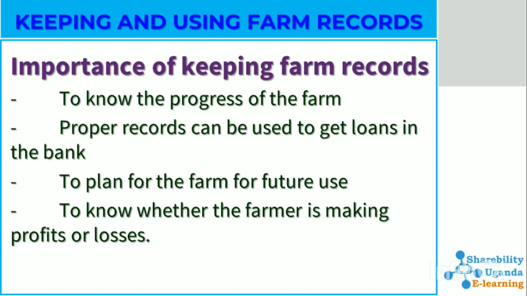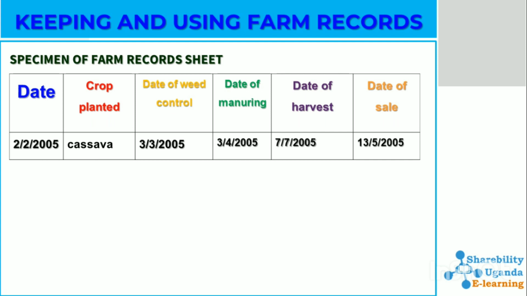And then the other thing is to know whether the farm is making profits or losses. For example, if you have a number of cows and you sell milk, you need to know how many liters of milk are produced and how many liters of milk are sold. How are we making profits from the sales?